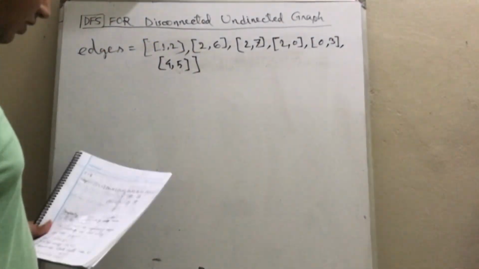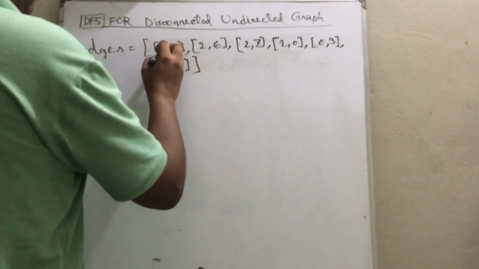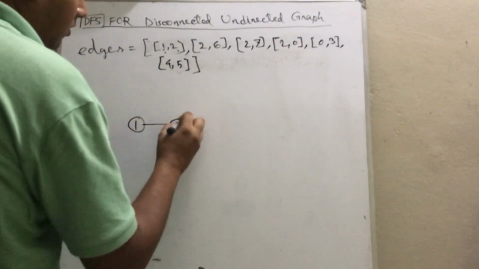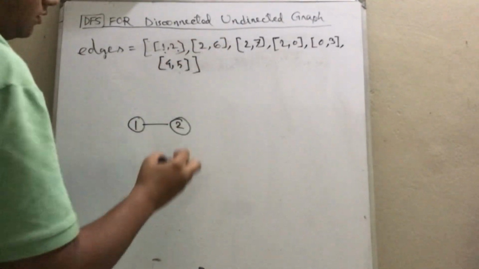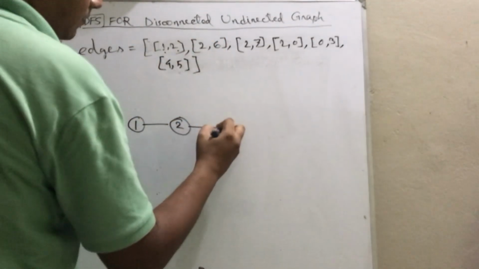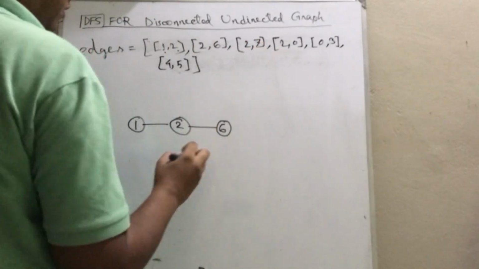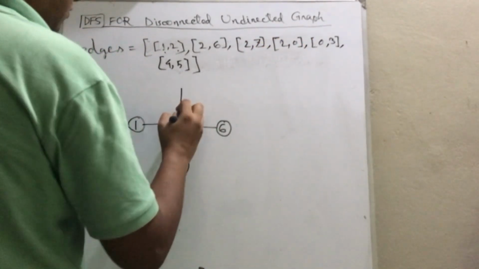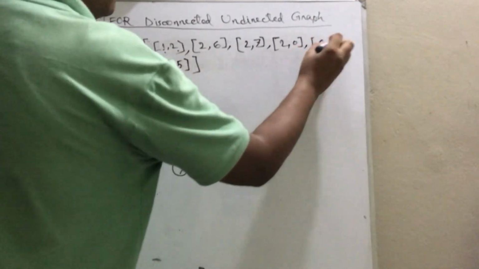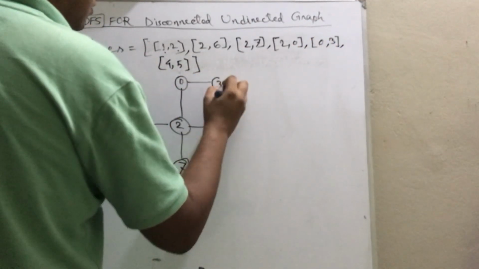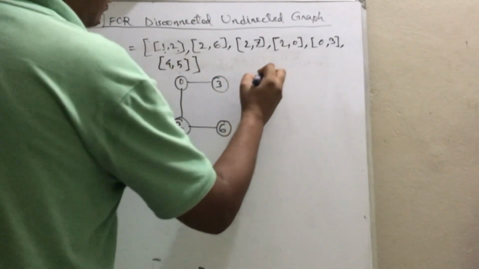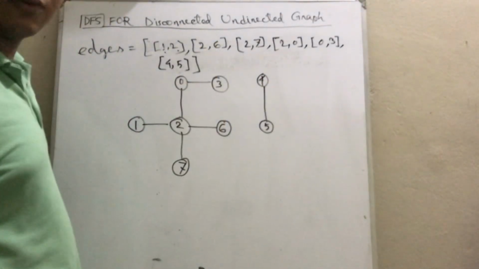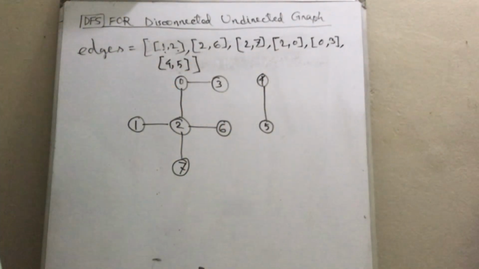Now let's see how the graph looks. 1 to 2, 2 to 6, 2 to 7, 2 to 0, 0 to 3, 4 to 5. So we can see this is a disconnected graph.